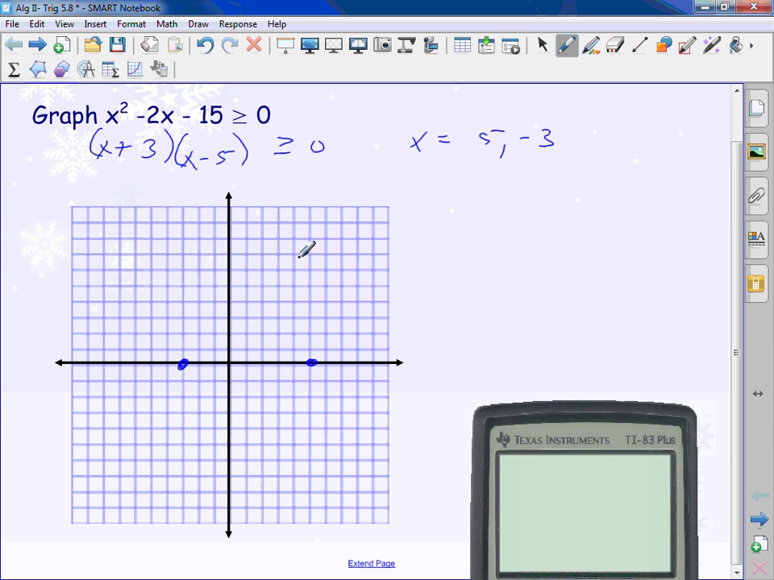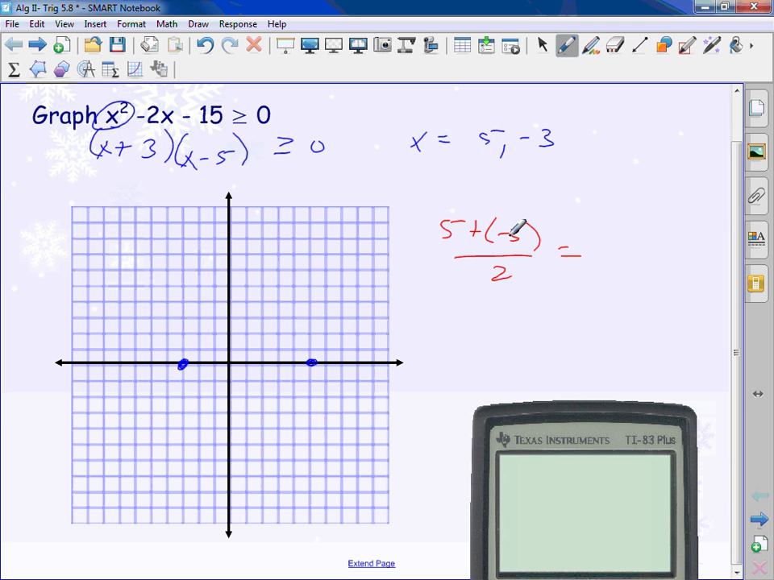Now, is my parabola going to go down or is it going to go up? Why is it going to go up? Well, because the x squared is positive. That tells me up and down. The one thing I need is to know where my vertex is at. Take these two numbers, add them together, and cut it in half. It'll tell me the middle point.